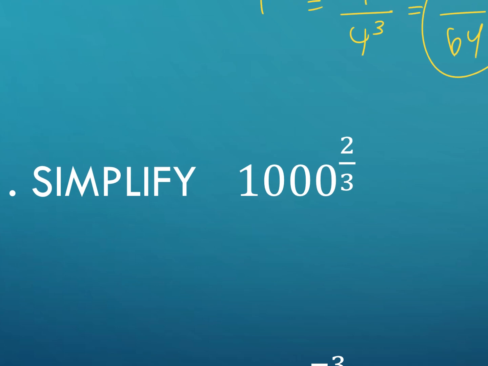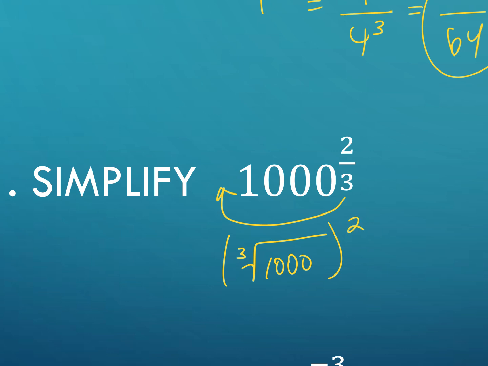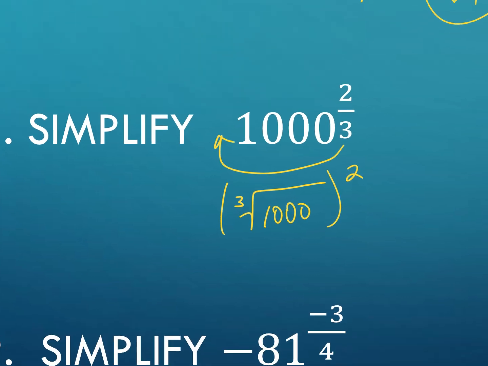All right, what does 11 say? The cube root. Rewrite it so you can see it. It's the cube root of 1,000, squared, to the power of 2. What is the cube root of 1,000? 10. And 10 squared is 100. Good.